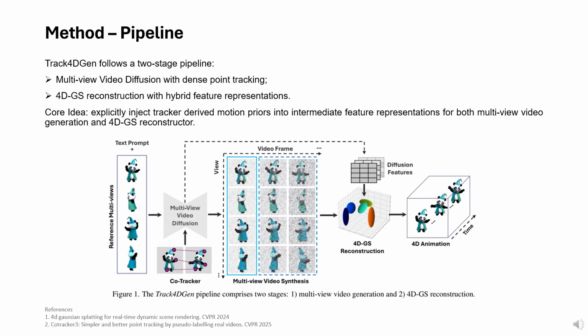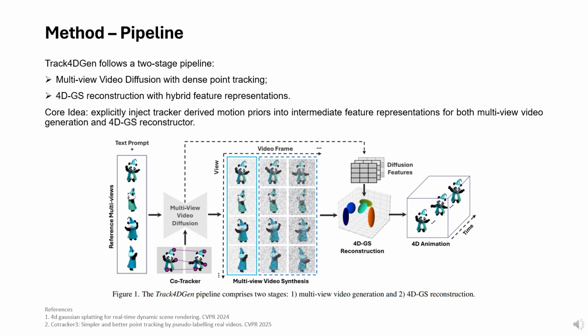Given an off-the-shelf static 3D model, our aim is to animate it from a text prompt while using its multi-view static renderings as image condition. Track 4D Gen follows a two-stage pipeline. First, we learn a multi-view video diffusion model that, conditioned on static multi-view images rendered from the 3D static object and the text description, synthesizes temporally coherent multi-view videos.